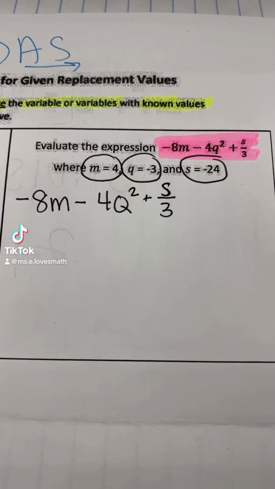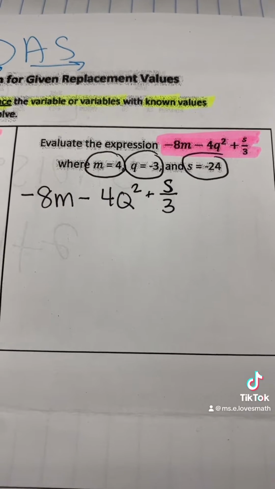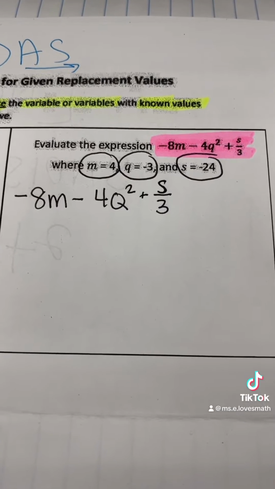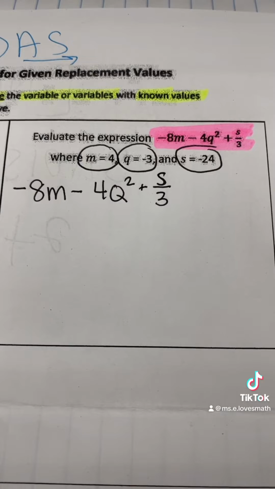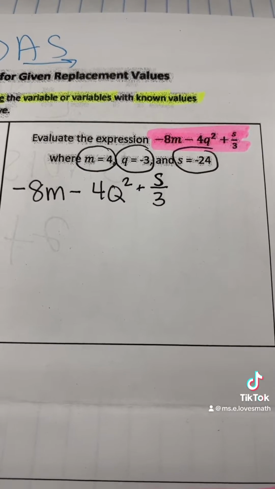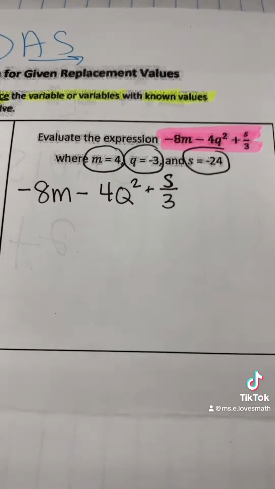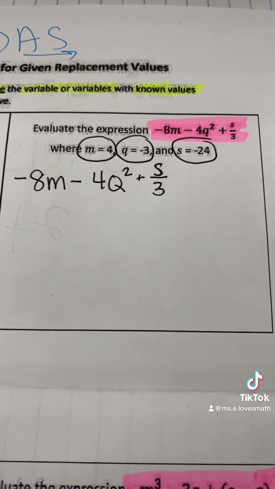Let's evaluate the expression negative 8m minus 4q squared plus s divided by 3 when m equals 4, q equals negative 3, and s equals negative 24. The first step is to write down the expression.